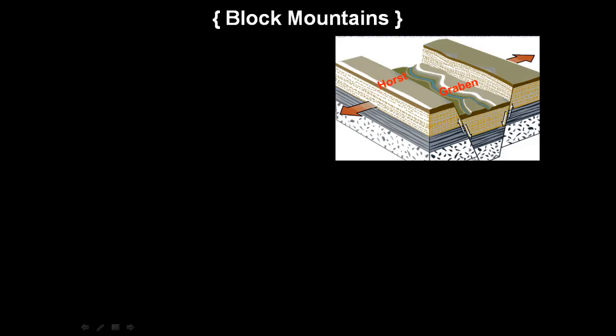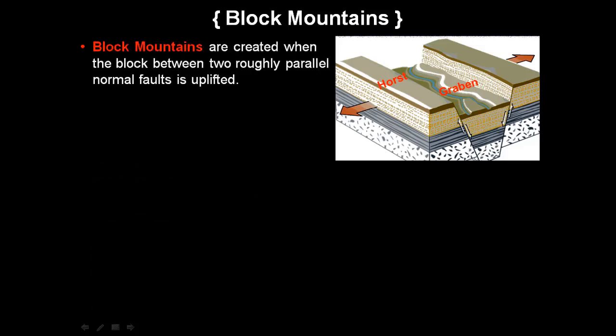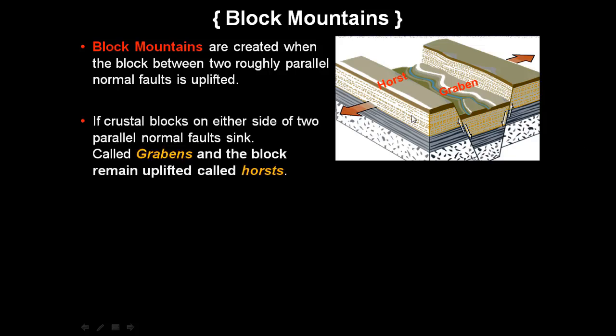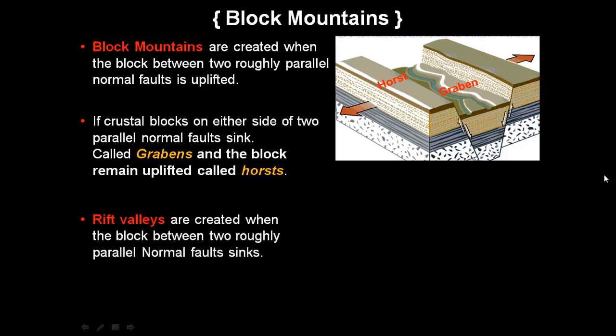We'll understand in detail. Block mountains are created when the block between two roughly parallel normal faults is either uplifted or sinks down. If the crustal block between the two normal faults sinks, it is called a graben. This is the part which went down, called the graben, and the block which remains uplifted is called the horst.